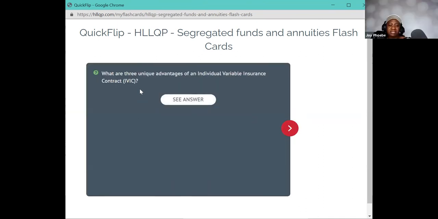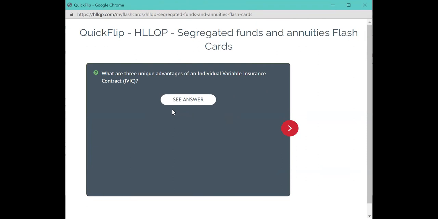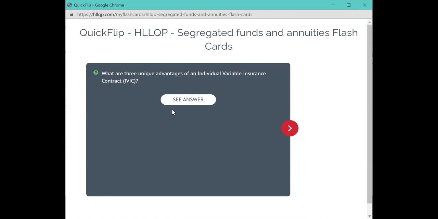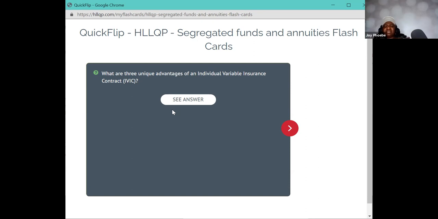What are the three unique advantages of an individual variable insurance contract? In other words, they are asking what are the unique advantages of segregated funds. It's what we have mentioned before. When you see IVIC, just know they are talking about Segfund. It bypasses probate. It gives creditor protection. It provides guarantees. It provides diversification, even the one we just talked about, where it reduces risk. All those are advantages, right?